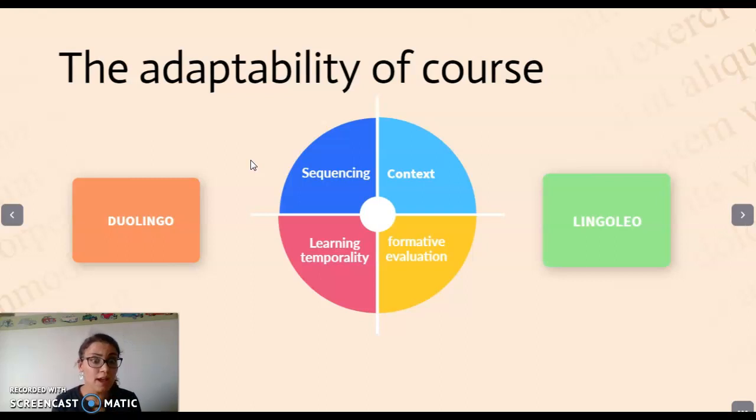And after, learning temporality: you want to learn in a week, in a month, in four months, etc. I can give you two examples, like Duolingo or Lingolingo. You have to say what your condition is, if you want to learn every day, and what your language is, English, French, Spanish. Your evaluation: you have to pass some exams, some tests before starting. And learning temporality, like I said, do you want to learn all the time, every day?